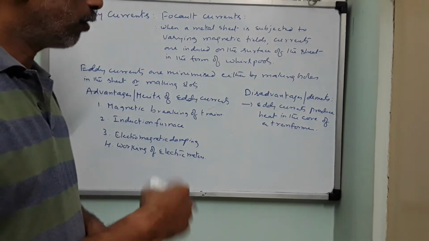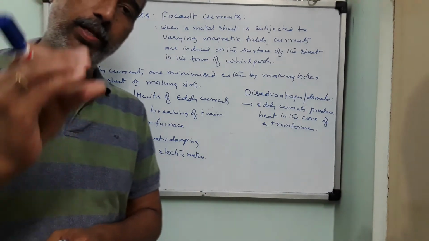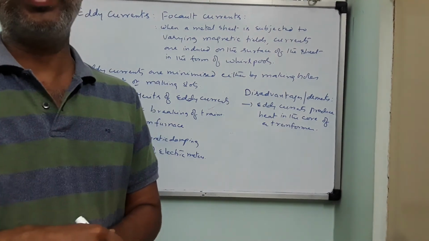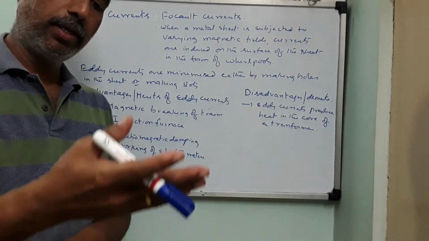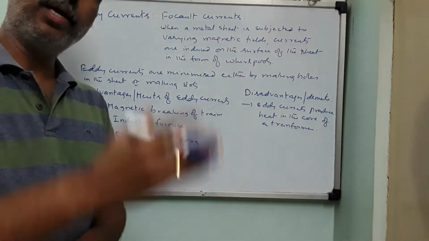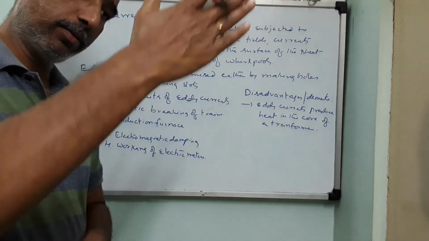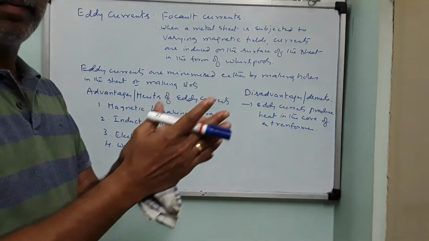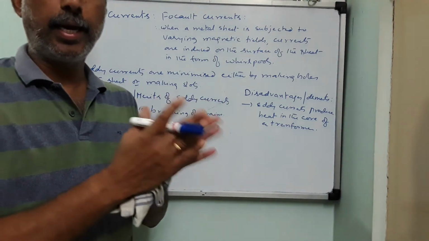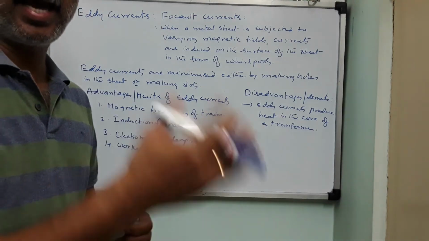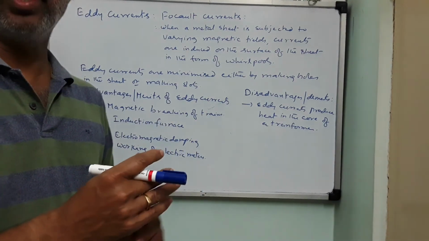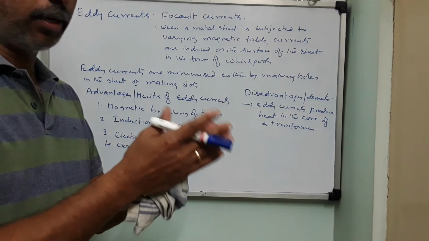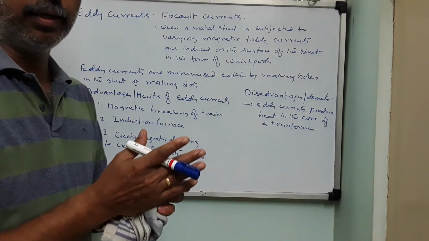So then how to do it? Instead of using a very thick core, you can use a laminated core. That means cut the core into fine sheets, and each sheet is then separated with a dielectric material like lacquer, which is actually a non-conducting material. Okay.